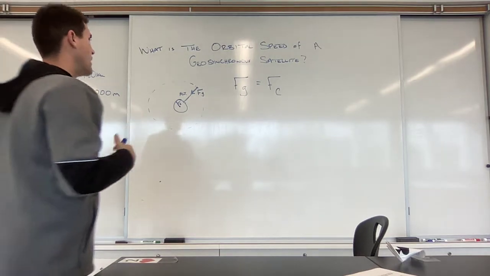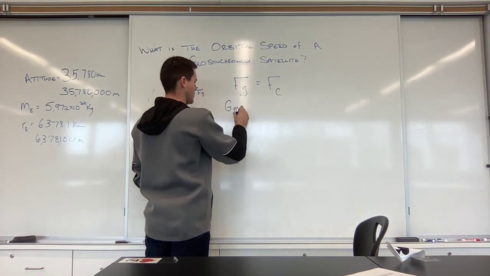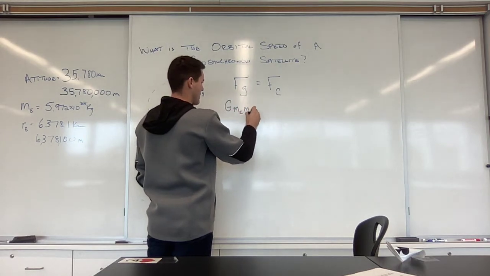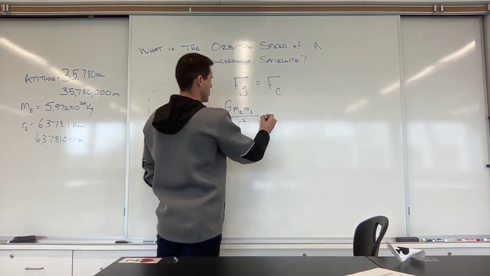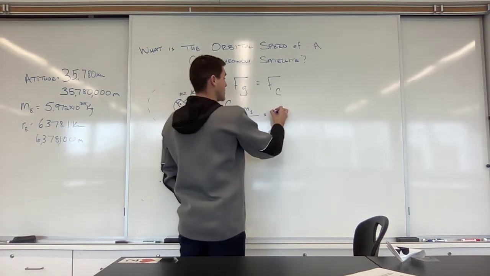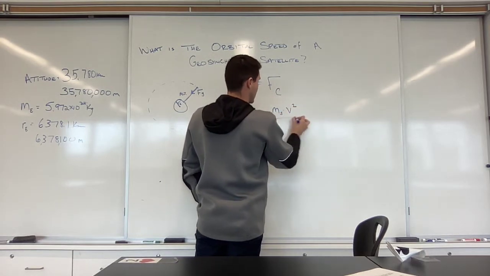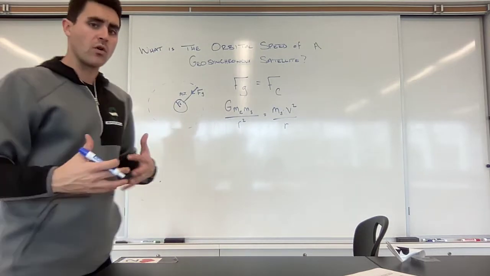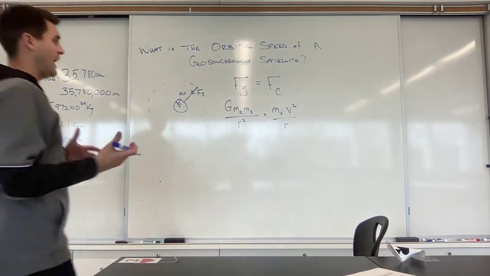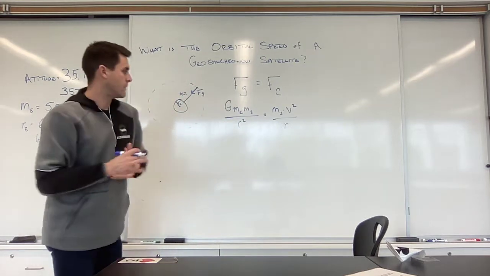And if that's true, I can expand this and say, well, Fg, when I'm not at the surface of the planet, is equal to mama G, mass of the Earth, mass of the satellite, divided by the total distance between two objects squared. And this is equal to the mass of the satellite times the orbital speed of the satellite divided by its own radius, mv squared over r. This is my centripetal force equation. And then this is my expanded gravitational, my universal law of gravity.